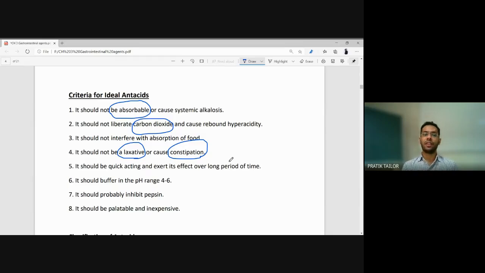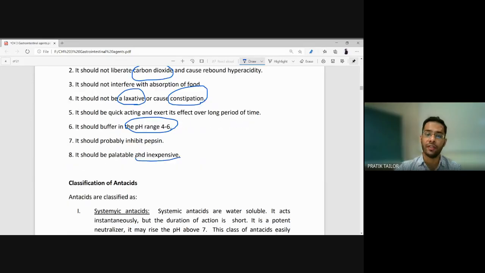It should buffer in the pH range of 4 to 6. It should not inhibit any digestive enzyme, and it should be readily available in stores as an OTC product. You can say it should be palatable, meaning it should be acceptable to the patient. It should be readily available.